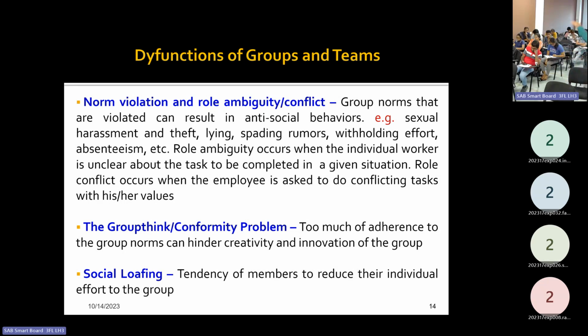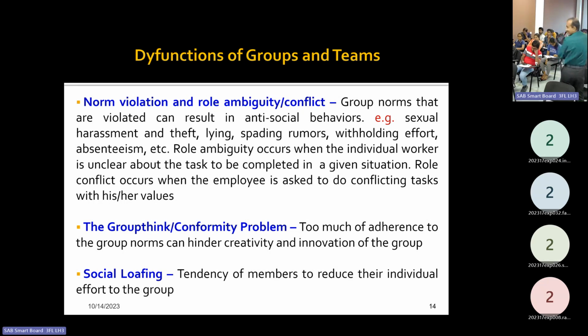The other two are another two limitations. Next one is groupthink. It is opposite to the first one. Too much conformity is also a problem. Too much adhering to the norm may not provide creative, innovative ideas to the group or the team.